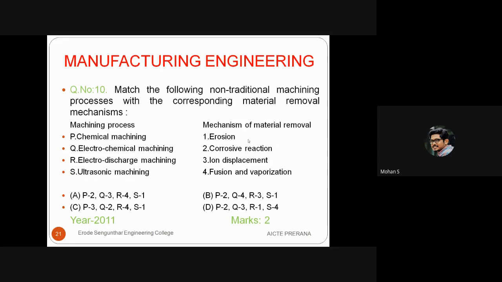The first machining process is chemical machining. Second option is electrochemical machining. Third option is electro-discharge machining. And the last option is ultrasonic machining. So the mechanism for metal removal is option 1, erosion, option 2, corrosive reaction, option 3, ion displacement, and option 4, fusion and vaporization. So first it fuses and then it gets vaporized.